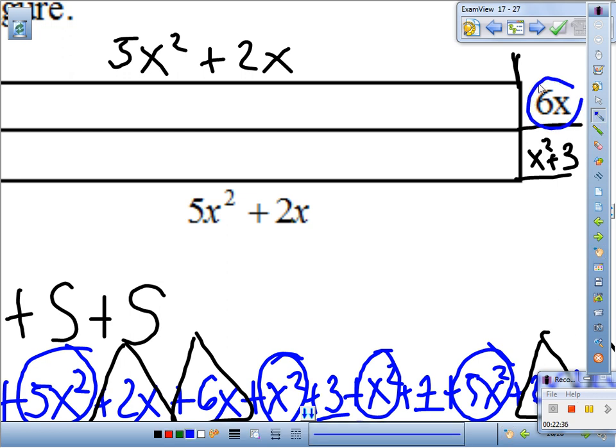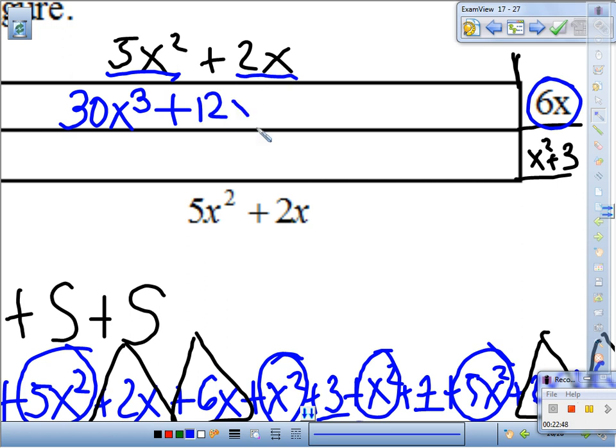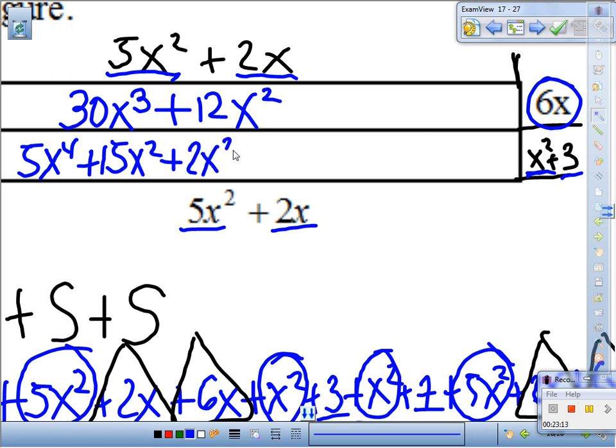Here we go. What is 6x times 5x squared? 30x cubed. Plus, what is 6x times 2x? 12x squared. Next, x squared plus 3 times 5x plus 2x, yes? All right, distributive property, here we go. What is 5x squared times x squared? 5x to the 4th. What is 5x squared times 3? 15x squared. What is 2x times x squared? 2x to the 3rd. And what is 2x times 3? 6x.